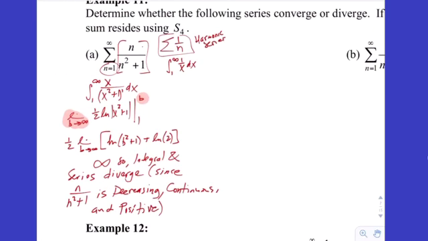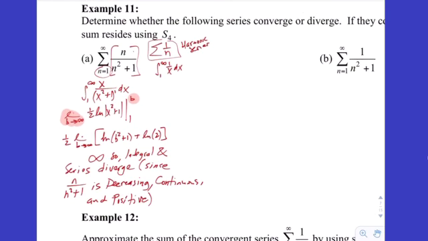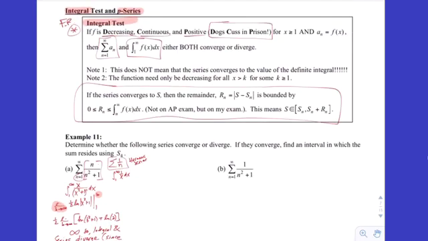Now, here's the cool part. With the integral test, you can't find the actual sum if there was a sum. But you can actually figure out an interval in which the sum actually lives, okay? And that's called the integral error.